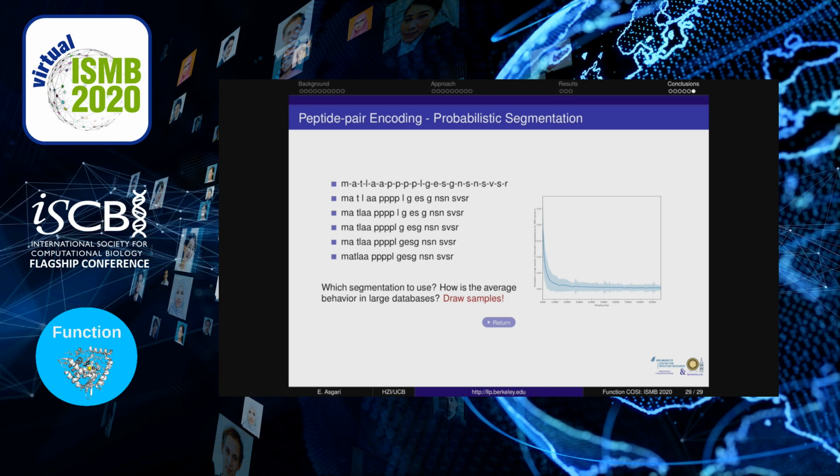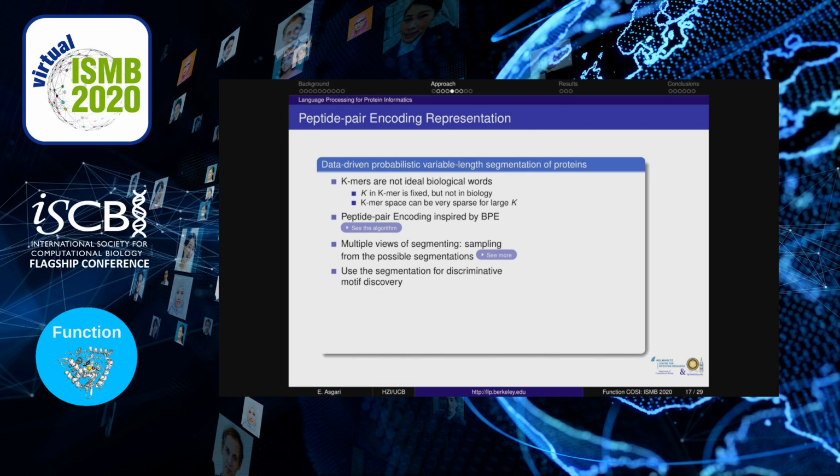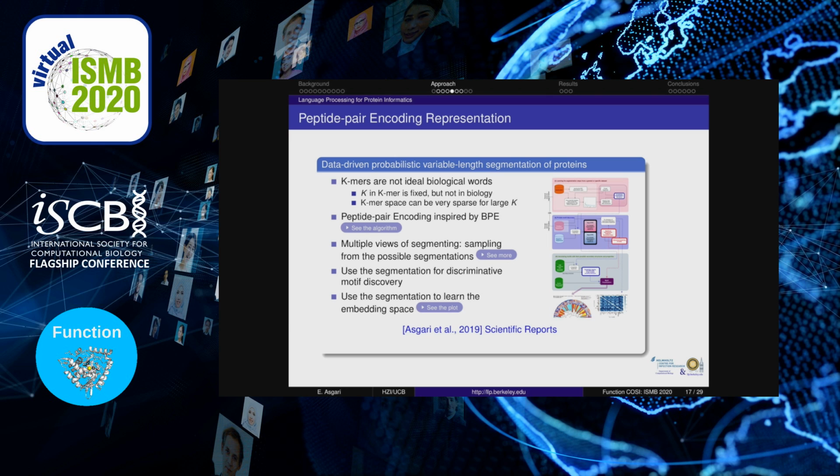And depending on the criteria for stopping of this merging process, we can have multiple views on segmenting the sequence. To find the likelihood of each segmentation, we look at the curve of how many sequences are affected in large databases by introducing a merging step, and we draw samples from such distribution to find possible segmentations of a sequence. Then we use this segmentation for discriminative motif discovery. And also we use this segmentation for a variable length learning of embedding space.